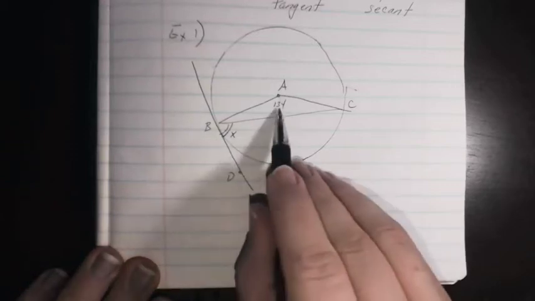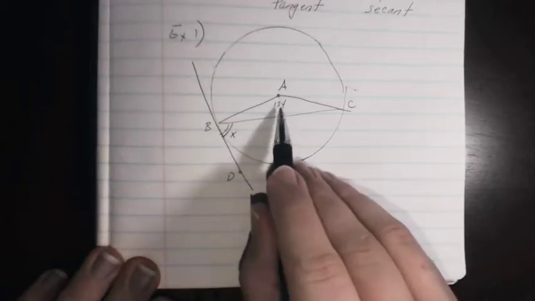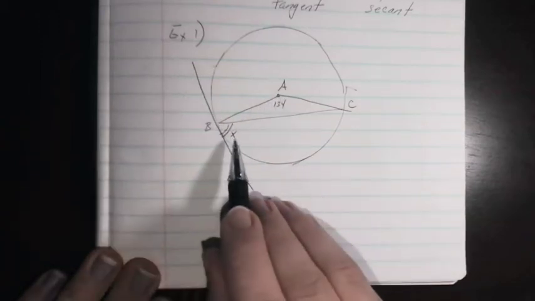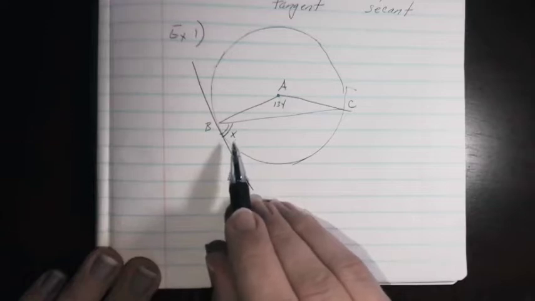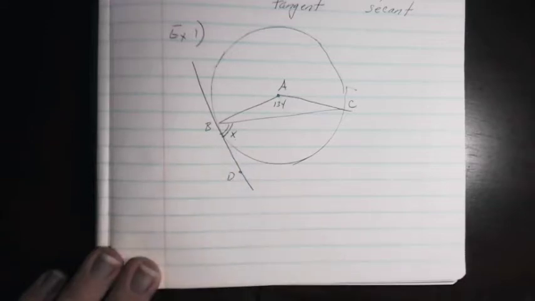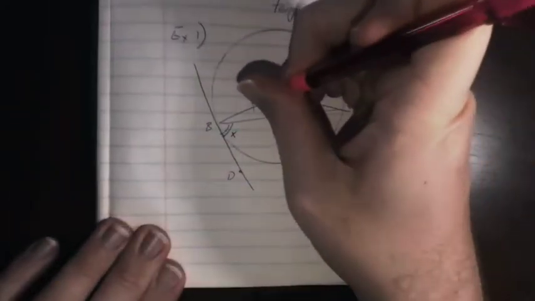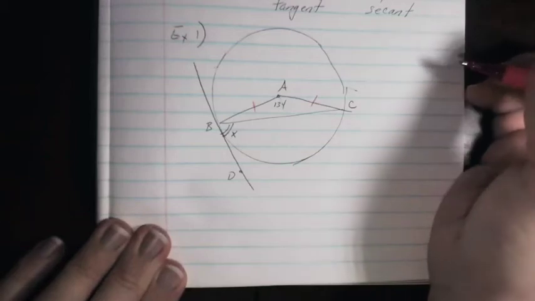Okay, this is a 134-degree angle. This is the center of our circle. This is the tangent line. We're trying to find the value of x. Now, we can do this with a lot of the stuff which we've already seen with circles. We know that line segments AB and AC are radii. So that means that these two have to be the same.